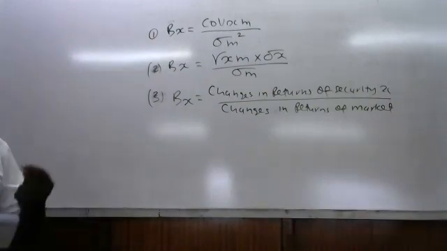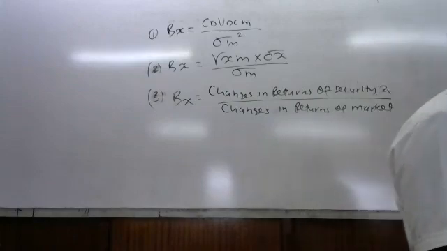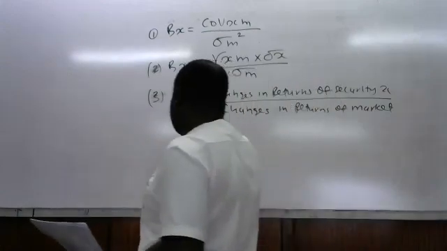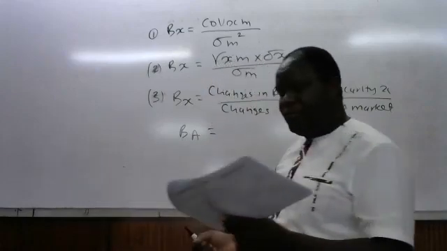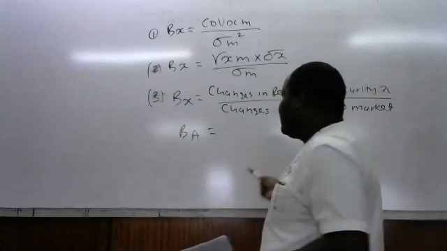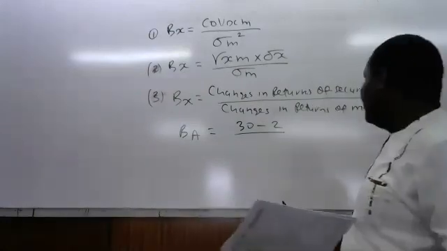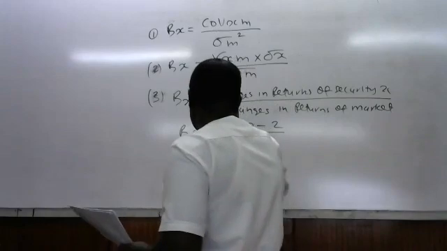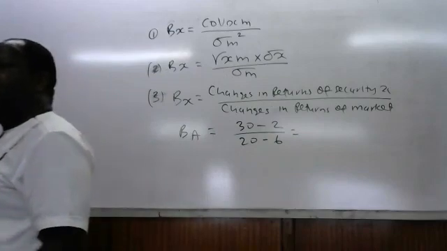So we compute the beta for the two stocks, stock A and stock B. We start with the beta for stock A. Changes in returns of stock A: you can see the highest is 30%, the lowest is 2%. You simply take the difference. Changes in returns of the market: the highest is 20, the lowest is 6. That will give you the beta factor for stock A.